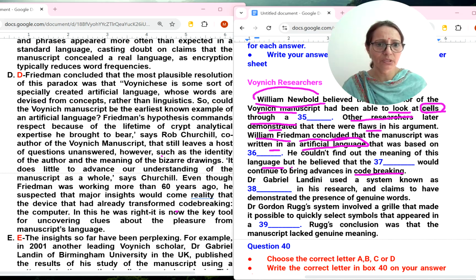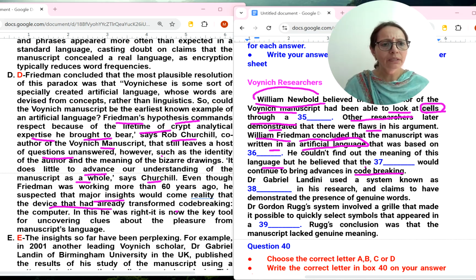He couldn't find the meaning of this language, but he believed that that would continue to bring advances in code breaking. Okay. Friedman's hypothesis commands respect of the lifetime of cryptanalytical expertise he brought to bear, says Rob Churchill, co-author of this manuscript, but that still leaves a host of questions unanswered, such as the identity of the author and the meaning of the drawings. It does little to advance our understanding of the manuscript as a whole, says Churchill. Even though Friedman was working more than 60 years ago, he suspected that major insights would come from a reality that the device had already transformed code breaking: the computer.